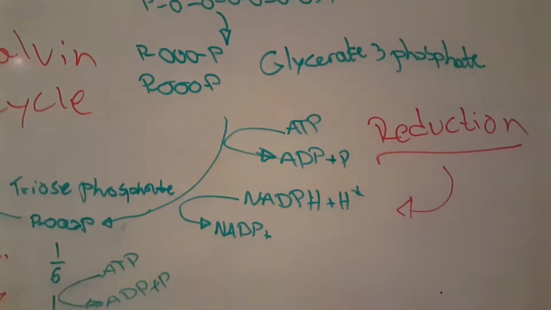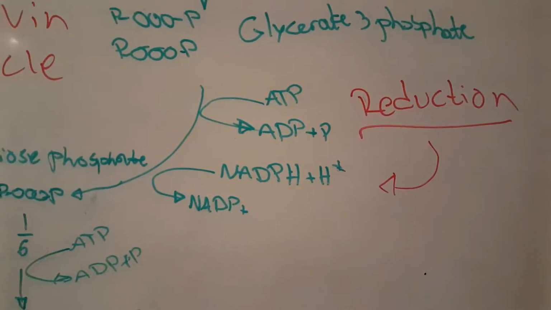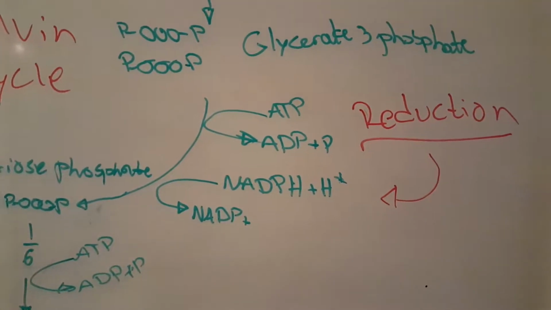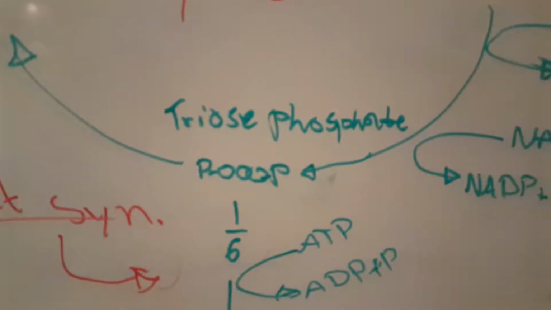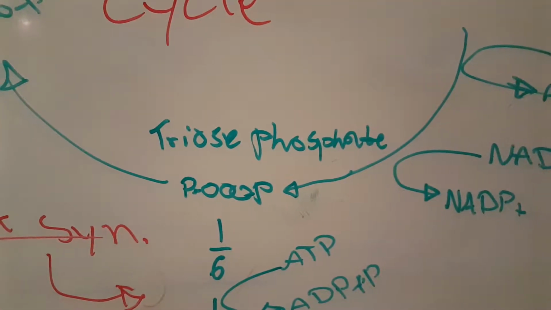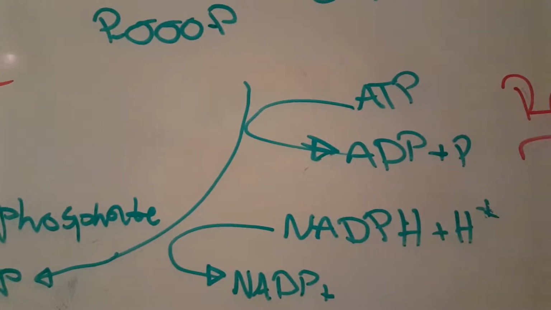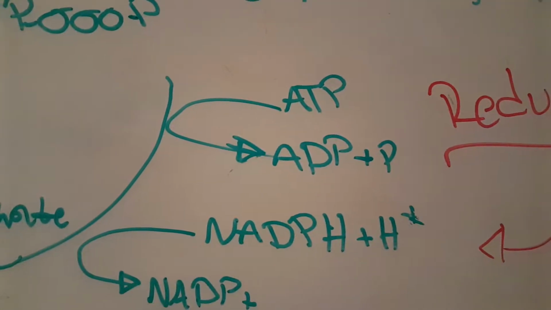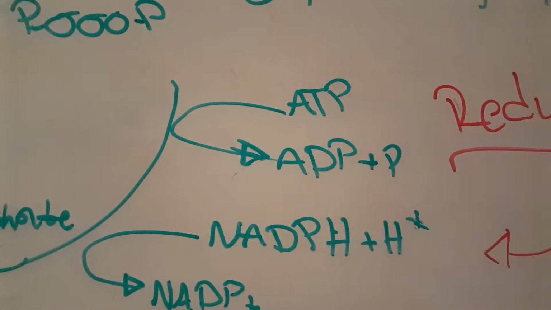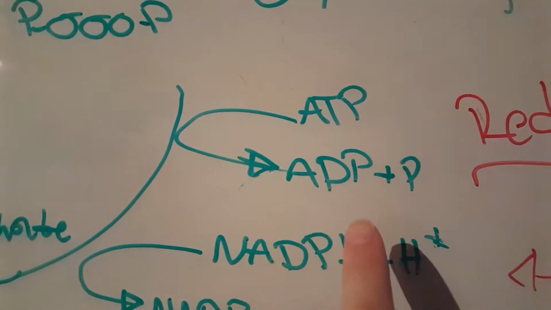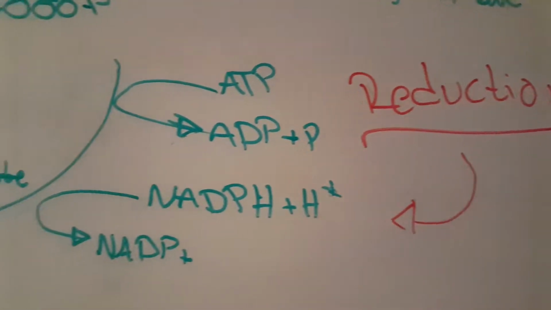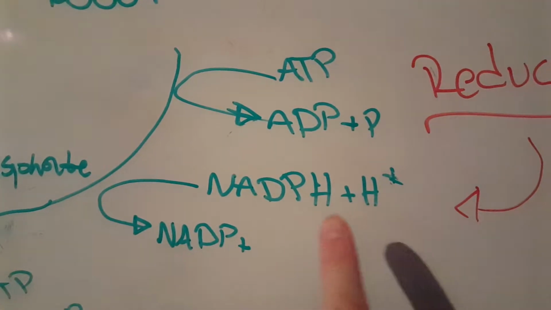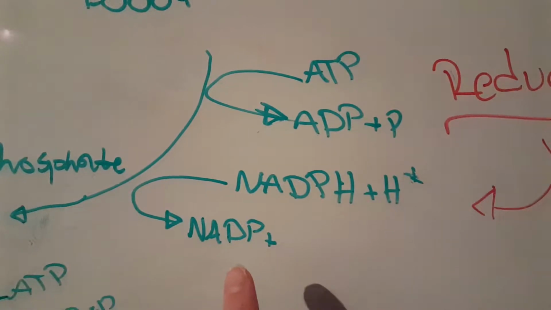The second stage is reduction. This stage costs energy, and it converts glycerate 3-phosphate into triose phosphate. The energy comes in the form of ATP, which is broken down to ADP and inorganic phosphate. The step is called reduction because our hydrogen acceptor is now reduced to NADP+.